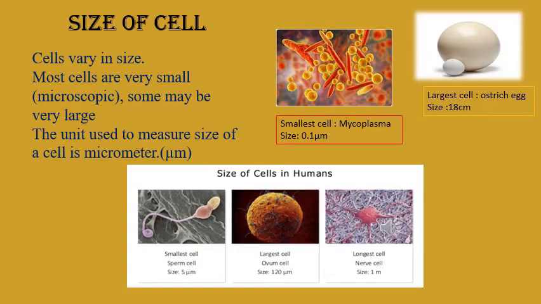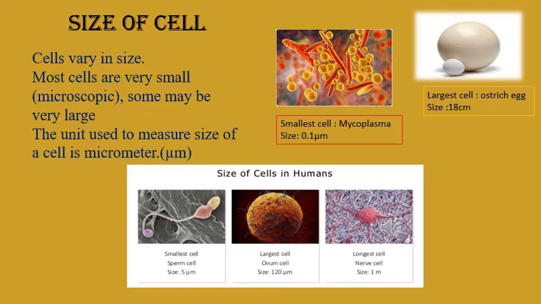Cells vary in size. Most cells are very small, that is microscopic. We can see them under a microscope. Some may be very large. The unit used to measure the size of a cell is the micrometer.